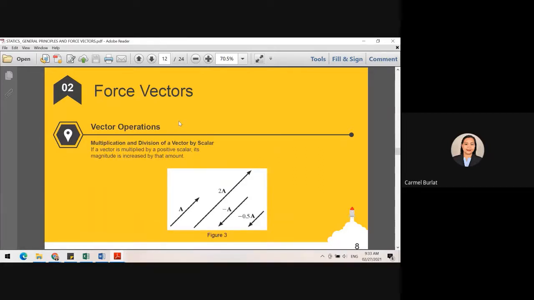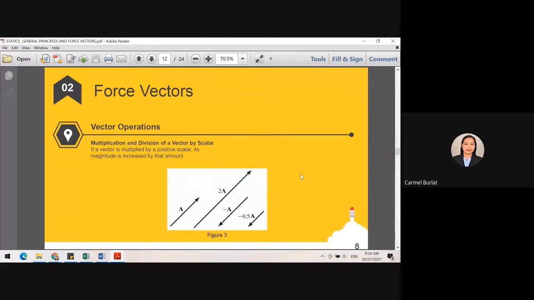Vector operation. So you can do multiplication and division of a vector by a scalar. If a vector is multiplied by a positive scalar, its magnitude is increased by that amount. So if this is your vector A, and you multiply it by 2, a positive scalar, then you have 2A, with the same direction, the same orientation, and the same sense. Right? Same arrows in direction.